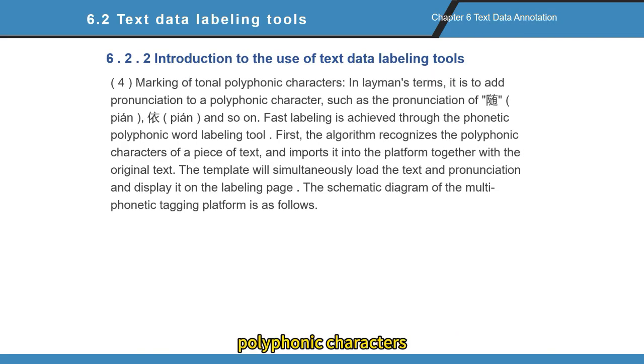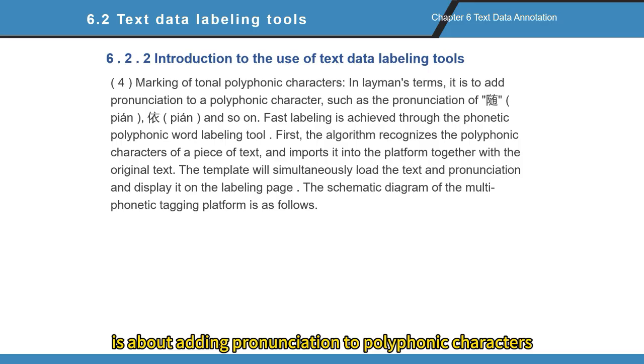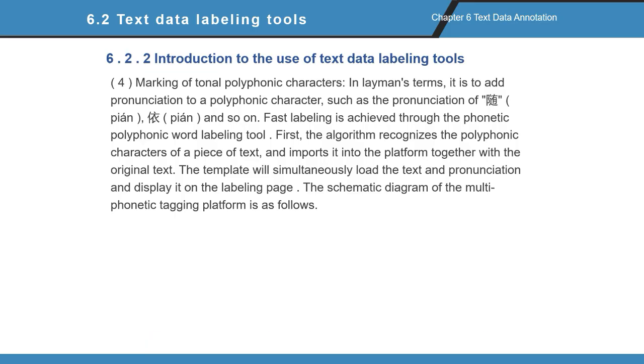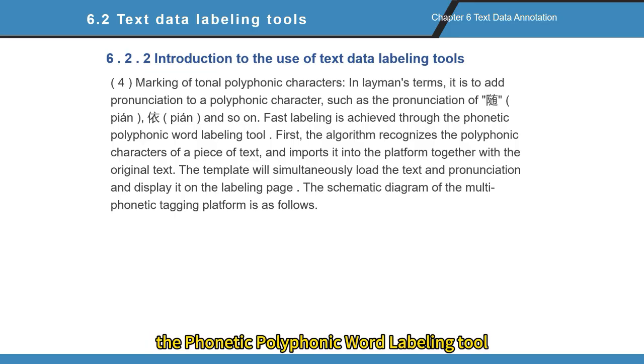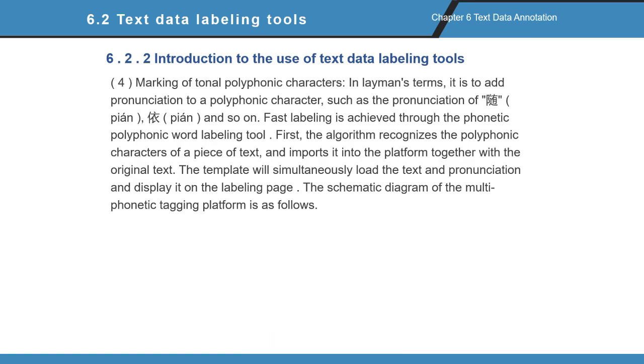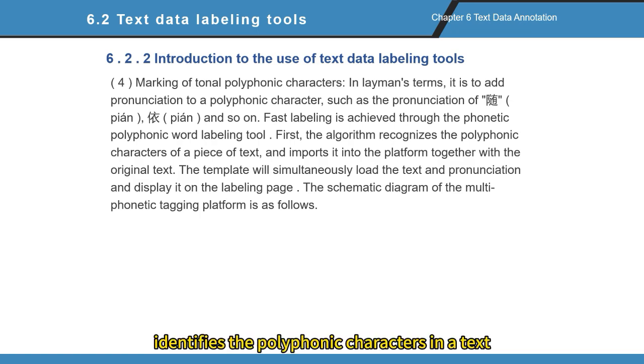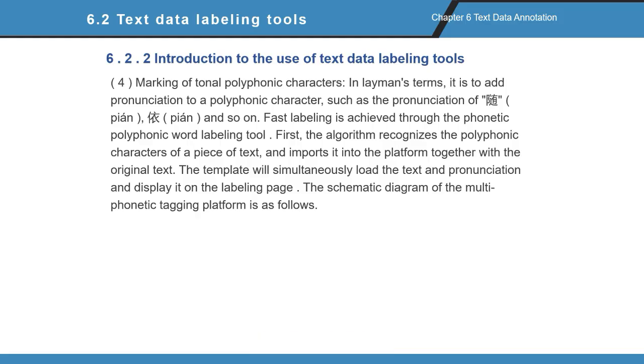Marking of tonal polyphonic characters is about adding pronunciation to polyphonic characters, like pronounced as pian and pronounced as pien. The phonetic polyphonic word labeling tool enables fast labeling. First, the algorithm identifies the polyphonic characters in a text and imports both the recognized characters and the original text into the platform. Then, the template loads the text and its pronunciation simultaneously and shows them on the labeling page. Here is the schematic diagram of the multi-phonetic tagging platform.